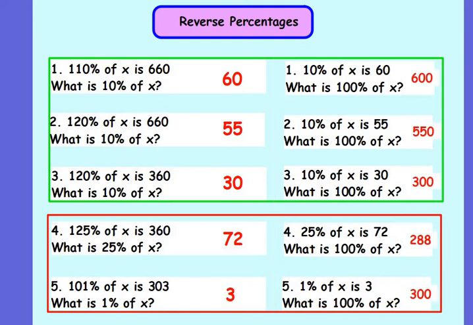And these are the answers. Please check your work and see how you did. For the last two questions, for 4, I knew that 25% of a number was 72. So to work out what 100% of it was, I needed to multiply by 4. And for the last question, I knew that 1% was 3. So to work out 100%, I needed to multiply it by 100, which gave me 300.